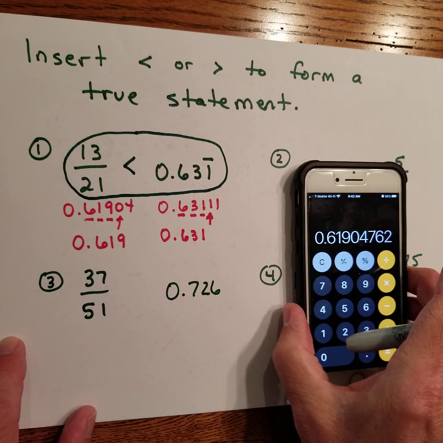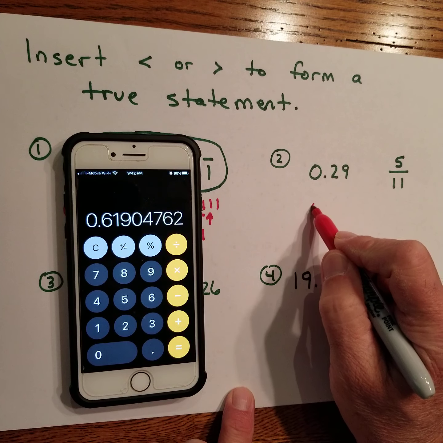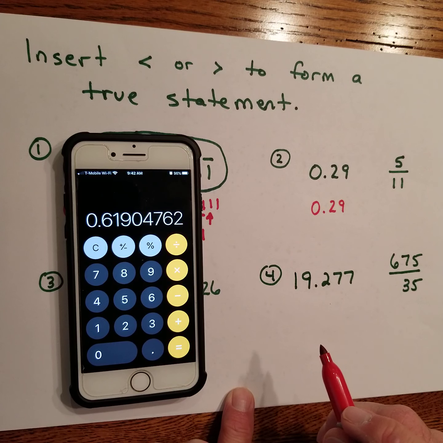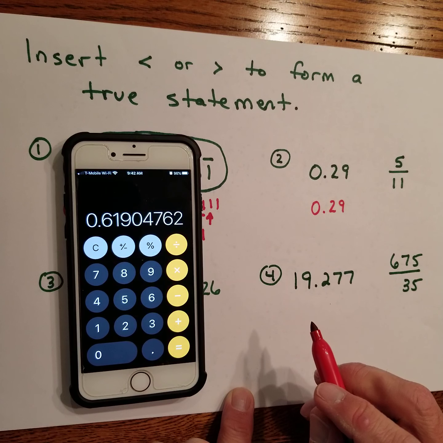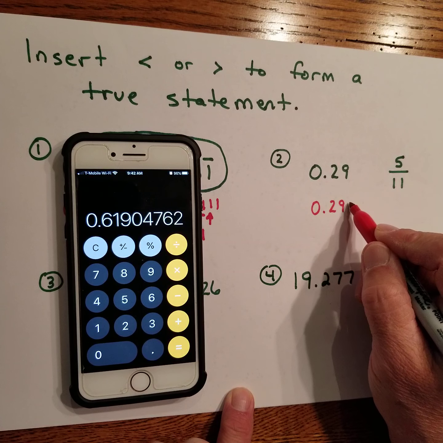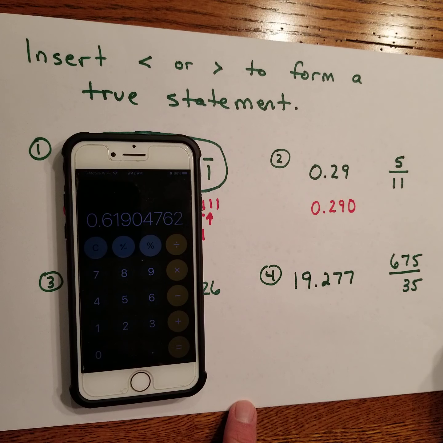Let's try number 2. Which is larger? Which is smaller? Well, let's rewrite this as 0.29. Now remember, I want to take things to the nearest thousandth. 1,000 has 3 zeros. That's 3 place values. I want one more place value. If there's nothing there, we just tack on a 0.